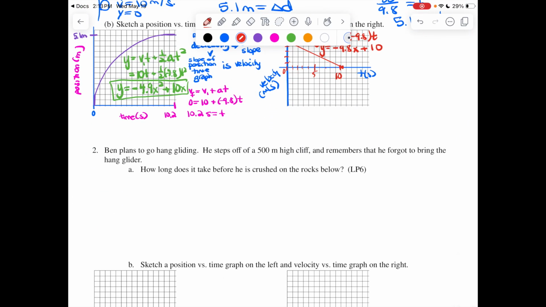Okay, last one. Ball is dropped from a 50-meter high cliff. Dropped means velocity 0. Here's my initial position, initial time.